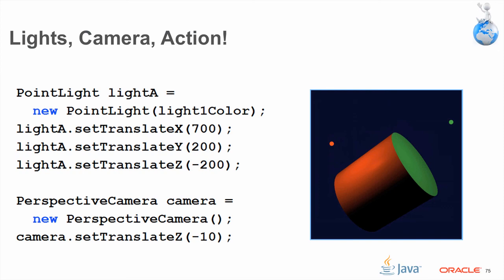And then also we have a camera. Cameras give the user the ability to have a perspective into the scene. So here we're pointing the camera from a position of a Z of negative 10. So again, slightly behind the scene.